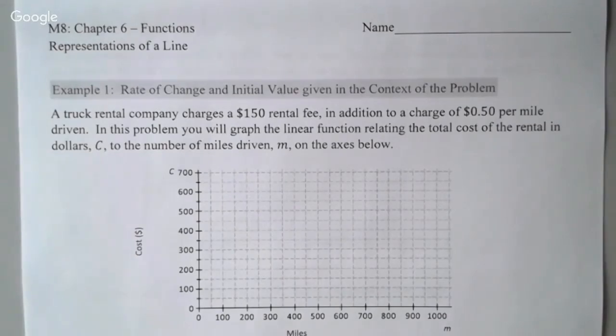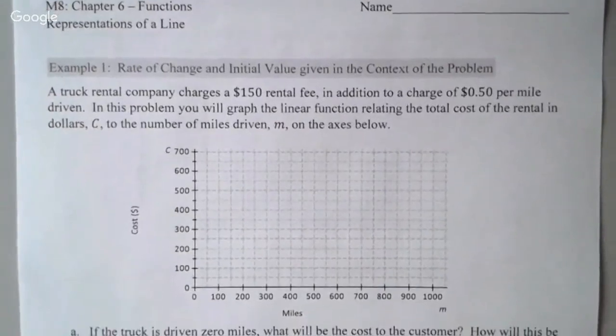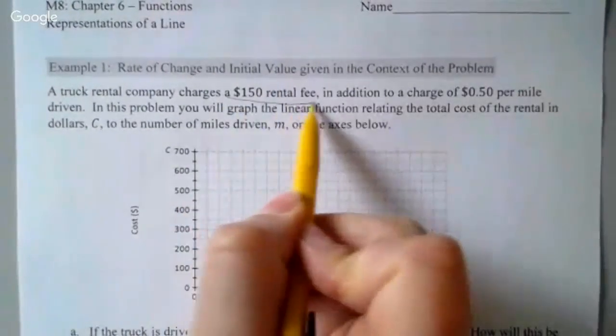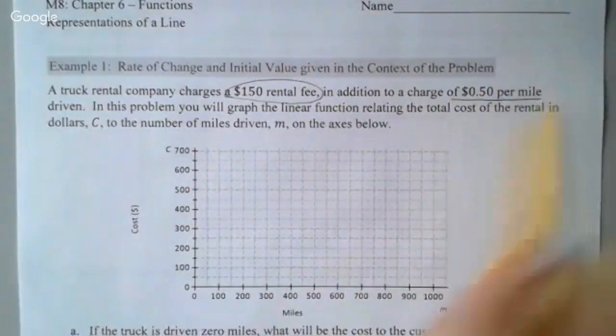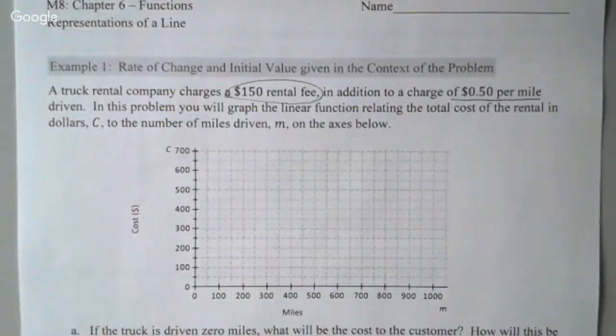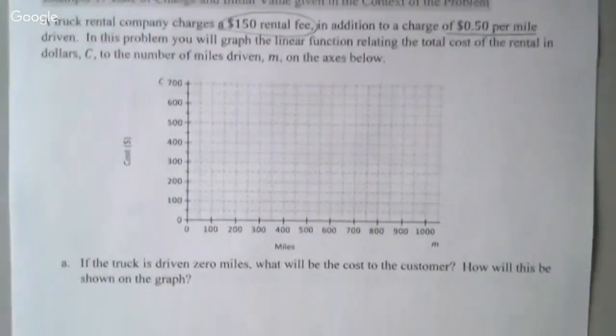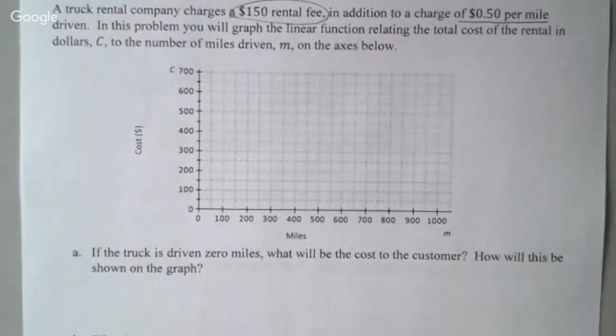So a truck rental company charges a $150 rental fee. So there's something important there we need, in addition to a charge of 50 cents per mile driven. In this problem, you will graph the linear function relating the total cost of the rental in dollars C to the number of miles driven M on the axis below. So first, we're going to start out with question 1, or A, I should say. If the truck is driven 0 miles, what will be the cost to the customer? How will this be shown on the graph?